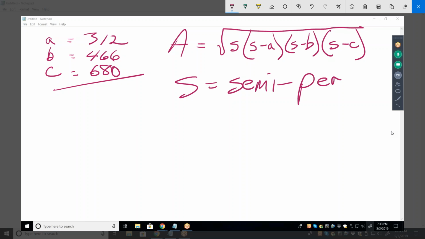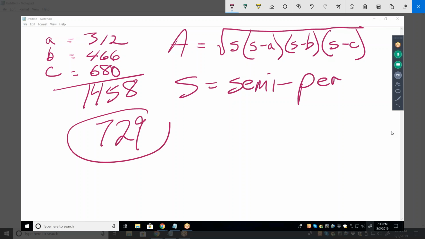Nice of them to give you such big numbers here, just to make it harder, right? So use your calculator. What do you get? Now take half of that. What do you get? That's the semi-perimeter. So the area, notice it wouldn't be easy to calculate the area of a triangle.